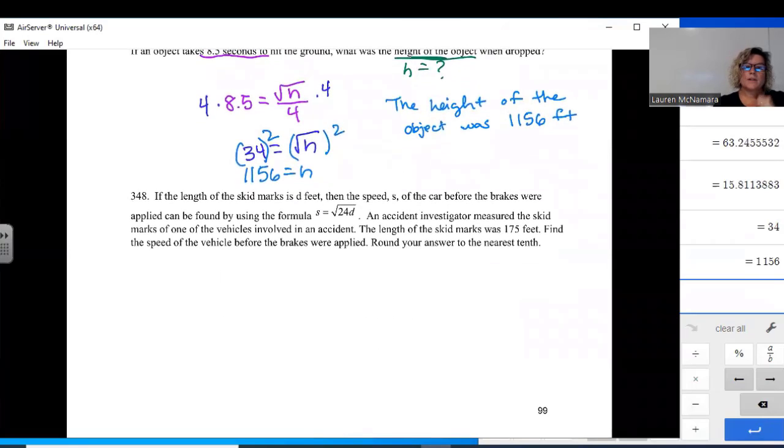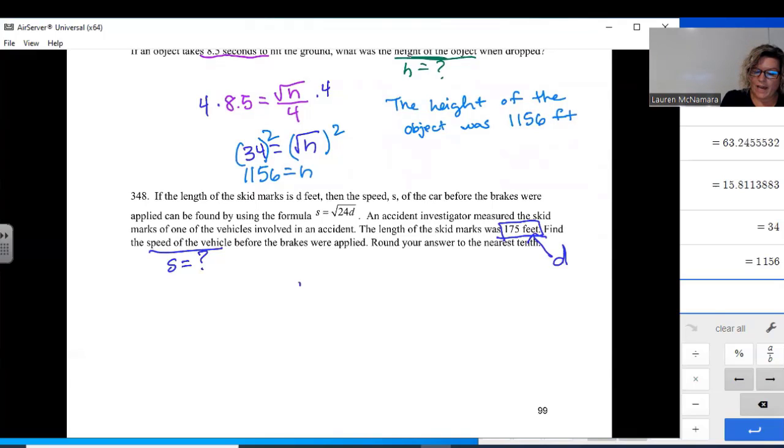If the length of the skid marks is d feet, then the speed s of the car before the brakes applied can be found by using the formula. So here I have my s is my speed and my d is the feet of the skid marks. So now it says an accident investigator measured the skid marks of one of the vehicles involved in the accident. The length of the skid marks was 175 feet. So that right there is my D. Find the speed. So S is equal to before the brakes were applied.